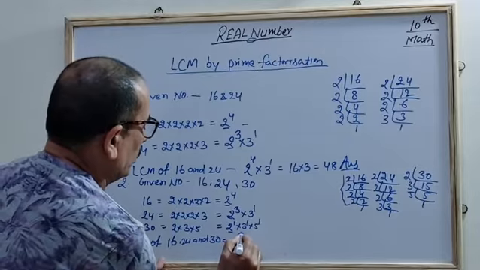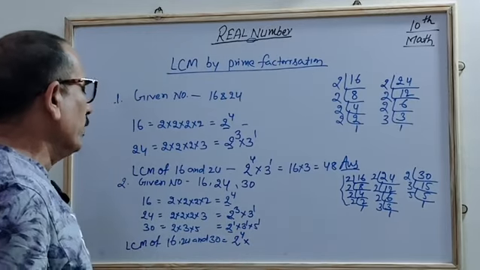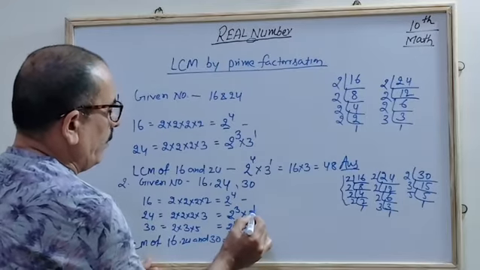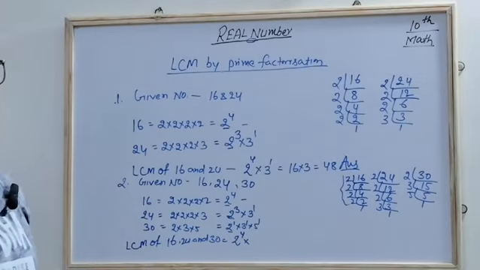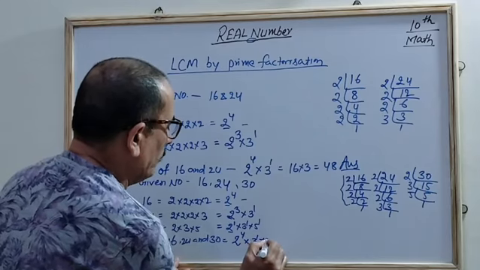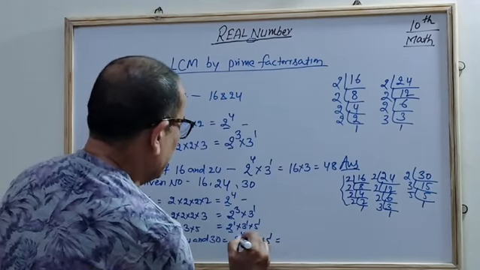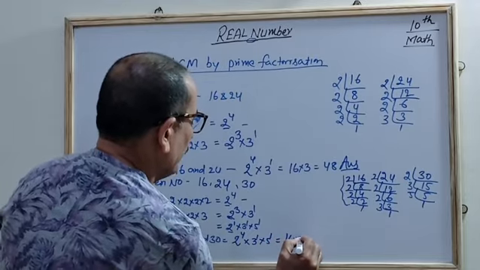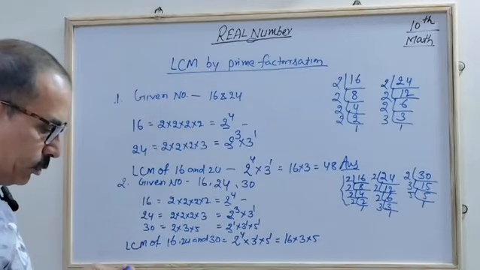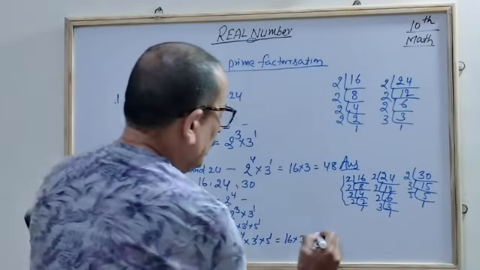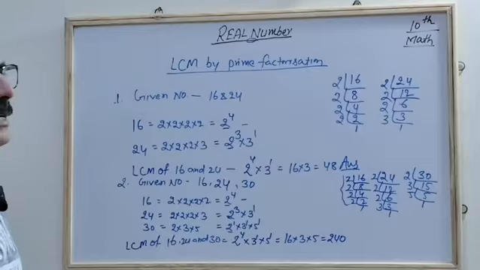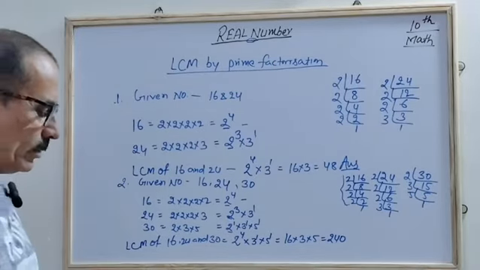So we will take the maximum power, 2 to the power 4. Again, we will go for the 3. For the 3, in the first there is nothing. The second is 3 to the power 1 and the third is 3 to the power 1. So the maximum power remains the same, 3 to the power 1, and 5 to the power 1. It becomes 16 into 3 into 5, so in total it becomes 240. So the LCM of all the three numbers is 240.